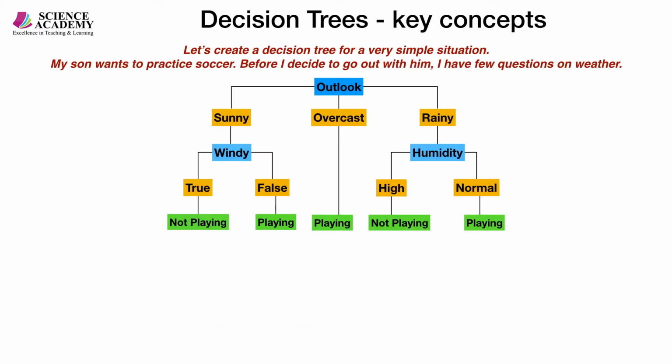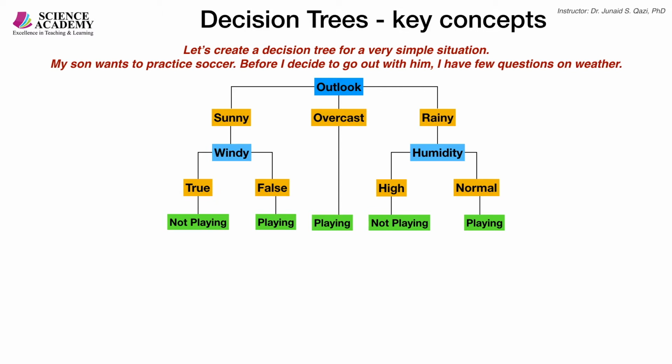Let's start with an example where I have a situation. My son wants to practice soccer. Before I decide to go out with him, I do have a few questions on weather. I'm starting with the outlook and have three routes or splits from there: sunny, overcast, and rainy.